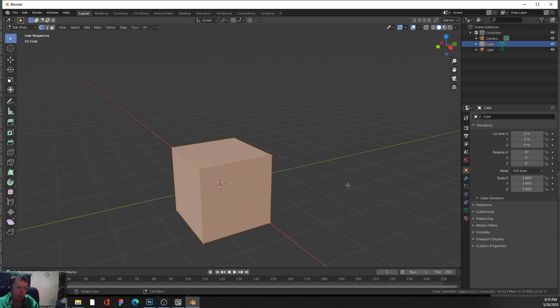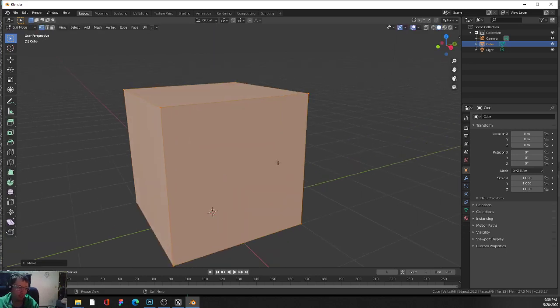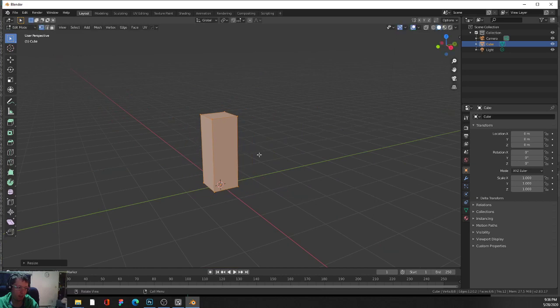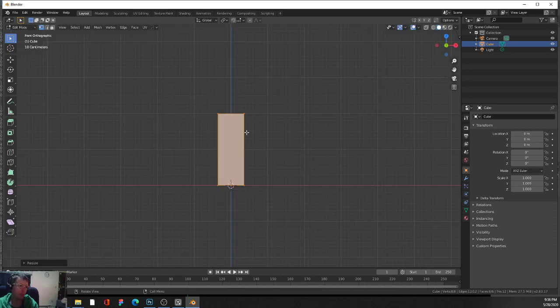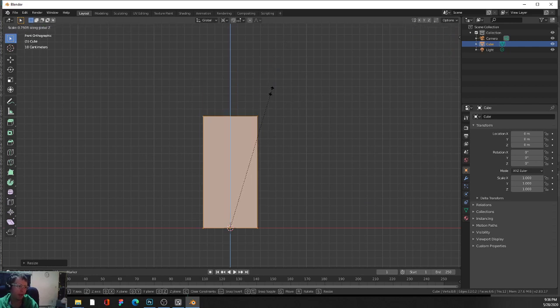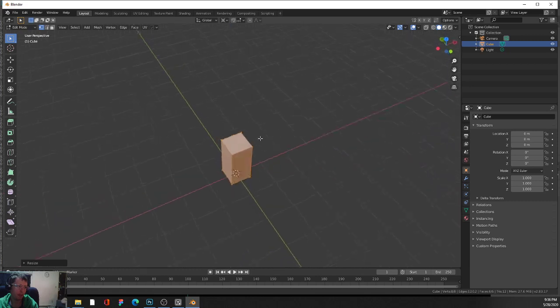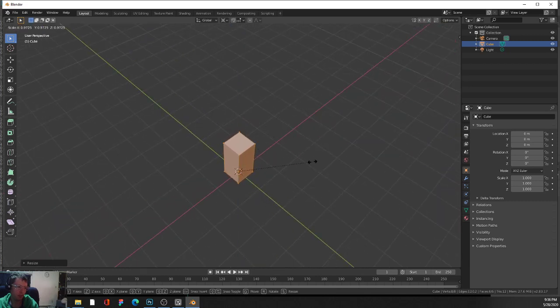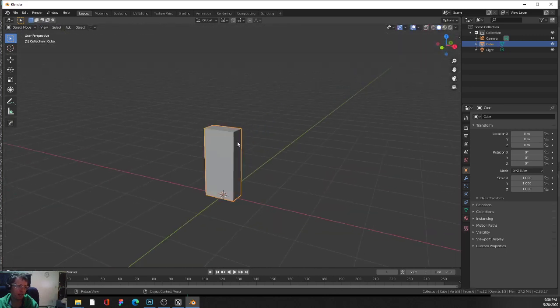Some rudimentary skills in 3D gets you really, really far. So this is a 2 meter tall person. I believe Chewbacca is 2 meters tall. The average human is about 1.8. So let's scale it down a little bit. Just like that. So this is your person, right?